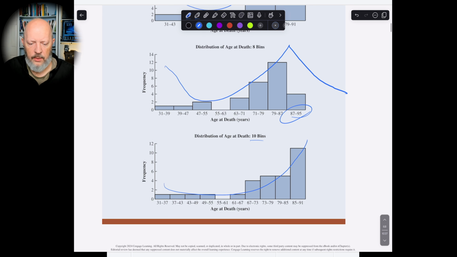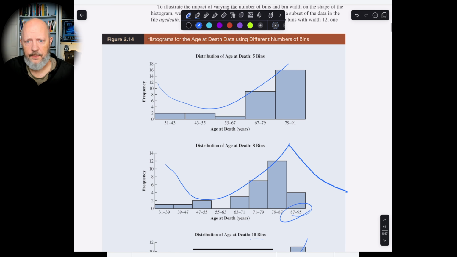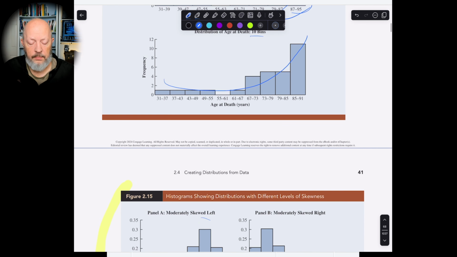Okay, so just keep in mind that the number of bins can affect a lot of things. It can affect how, I don't want to say how accurate the data is, because that's not really accurate. It can affect how we perceive the data. It can have a lot of impact.